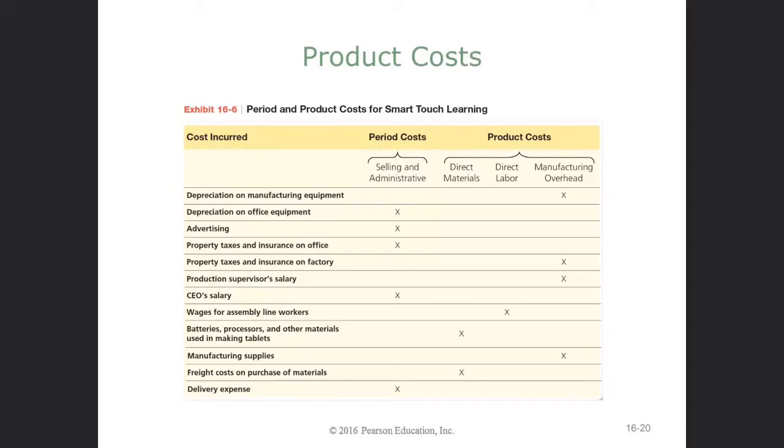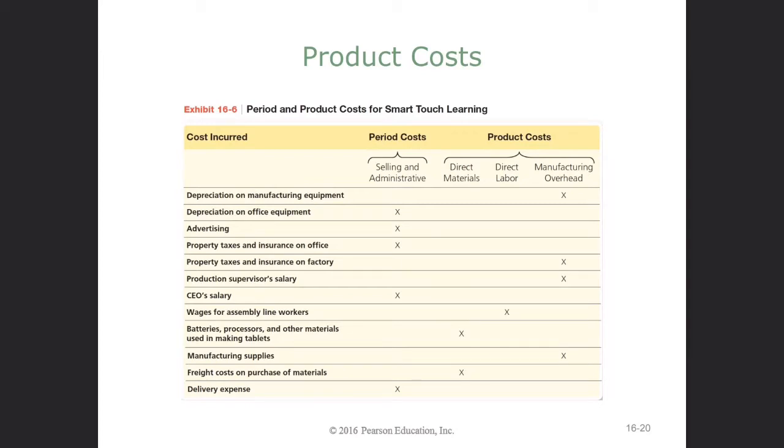So when we look here, it says our depreciation on office equipment, that's considered a period cost. Any advertising costs that we have would be a period cost. If we have property taxes and insurance on our office space, that's also a period cost. The CEO, who oversees everything in the company, is not directly associated with one product. He's overseeing every product in the company because he's over everything. That CEO salary would also be considered a period cost.